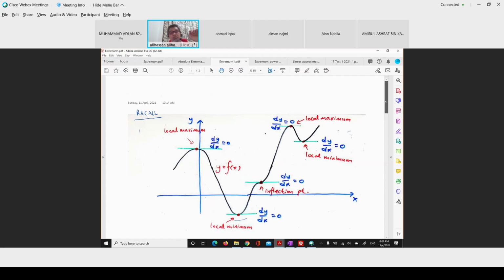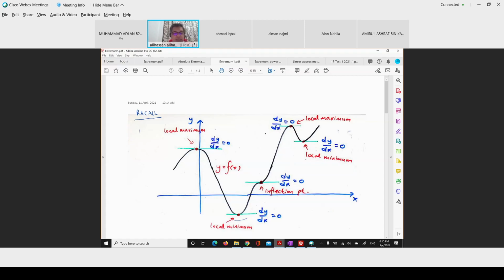Okay, let's review what you have learned in calculus about local maximum and local minimum for a function of single variable, and then we see how this idea extends to functions of two variables. Suppose this is a graph of a function y equal to f of x.